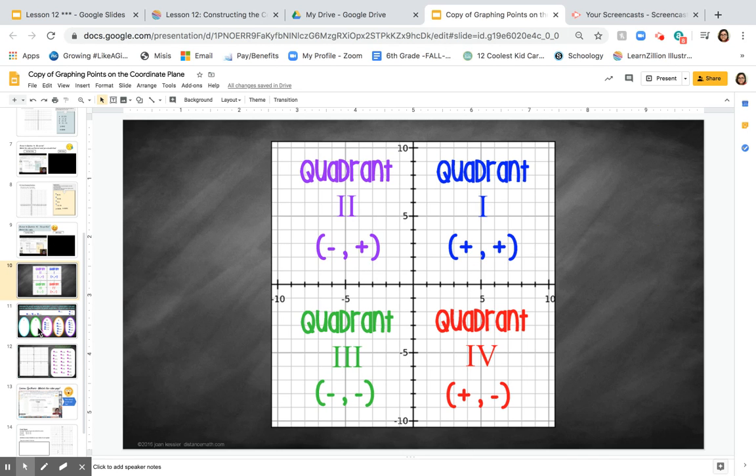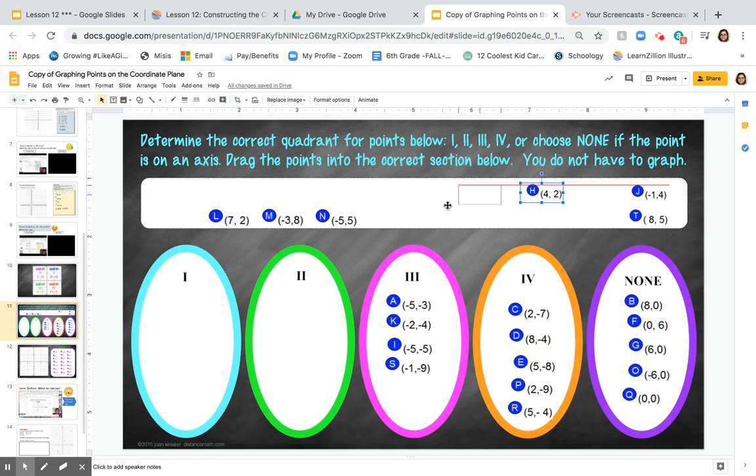So that means that the pattern is that all of the ones that are positive, positive, are going to be in quadrant 1. Okay, this one's a negative and a positive, so that's not it. But T is positive, positive, so that's in quadrant number 1. L is also quadrant number 1 because both are positive. So now that leaves us with M, N, and J. Negative and positive, negative and positive, negative and positive.